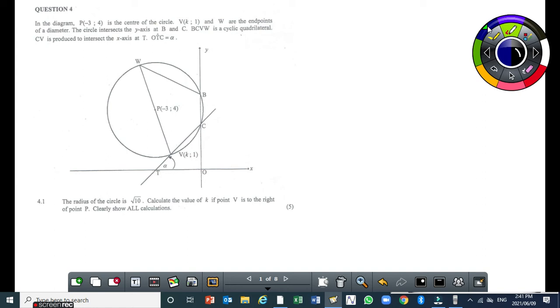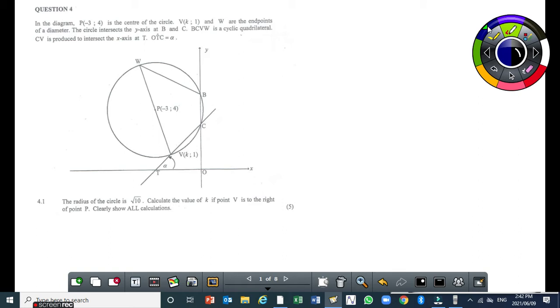Okay, the first part of the question, before you start doing anything, you must read that paragraph there. You analyze your graph, okay, then you move on to answering the question. So the question says the radius of the circle is square root of 10. Okay? So as you can see from this circle here, PW is the radius, P up to this point here, that's also a radius. This is point B, so PB is also a radius.